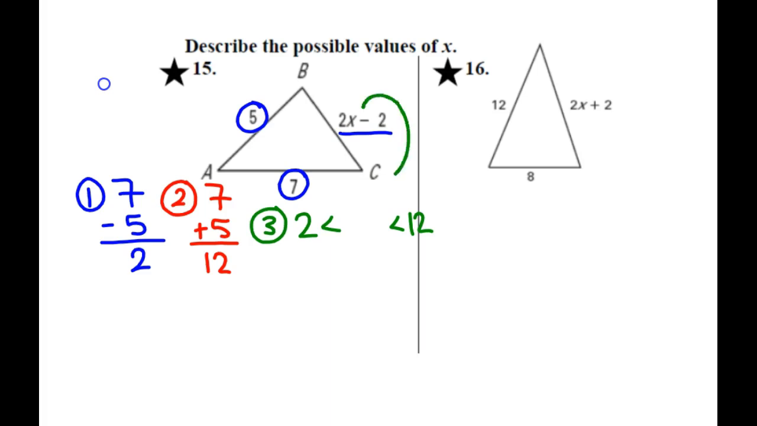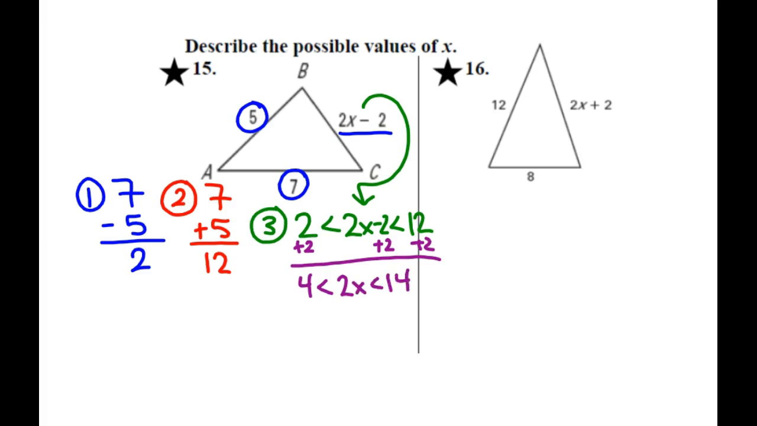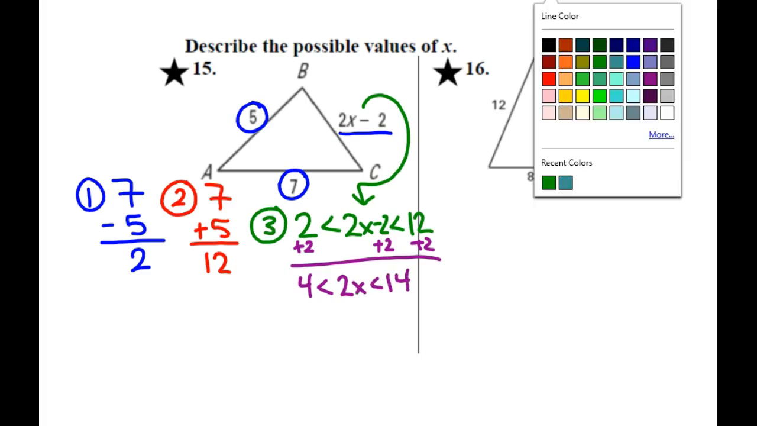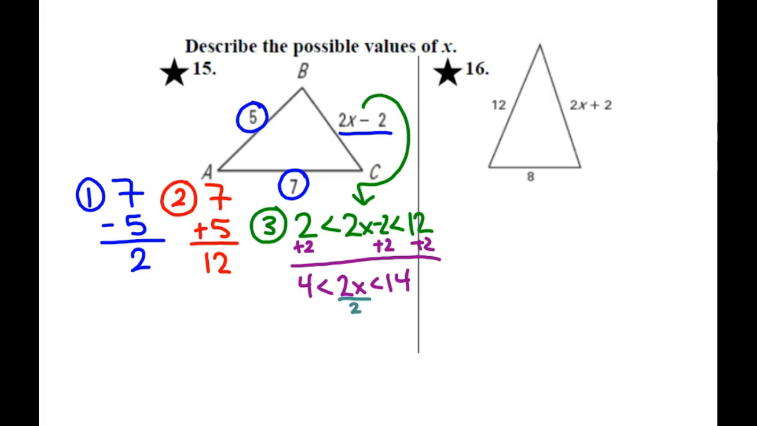Now we're going to take our equation and plop it right in. 2x minus 2. Now we need to solve for x to get it by itself. So I need to add 2 to get rid of that minus 2. But whatever I do to one piece, I have to do to all three of my parts. So 4 is less than 2x, which is less than 14. Then we're going to divide by 2 to get x by itself.